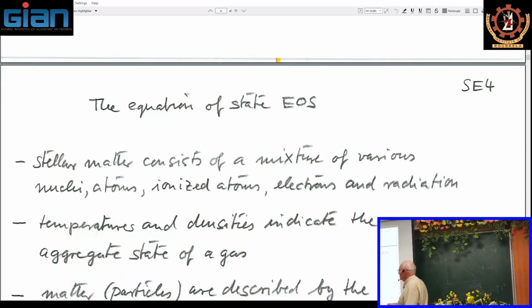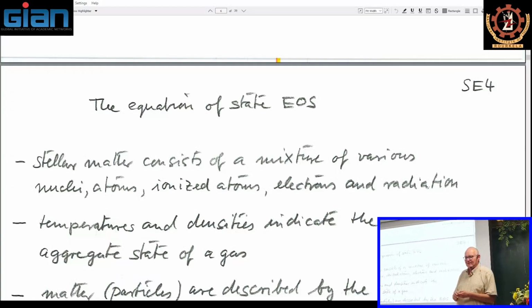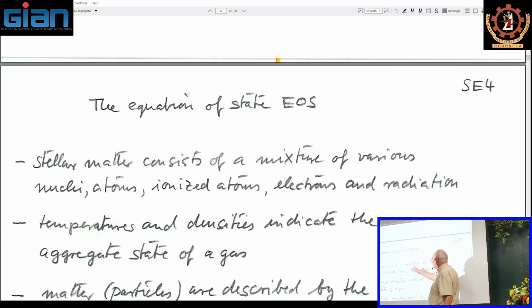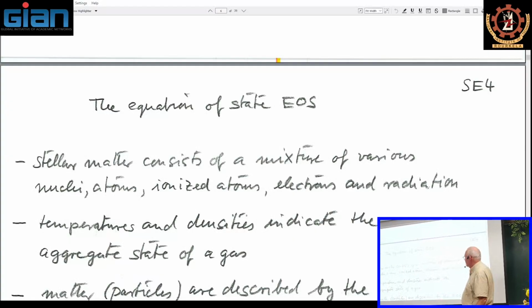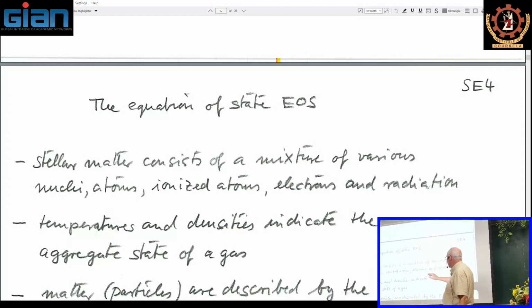Well, stellar matter, that's taken from the observations. If we observe a star, we observe that it has a chemical composition. We can deduce it from the spectral lines we observe. So we see that stellar matter, once we look at the spectrum, contains a mixture of various nuclei, atoms, ionized atoms, electrons, and of course, because we see the star, a lot of radiation.